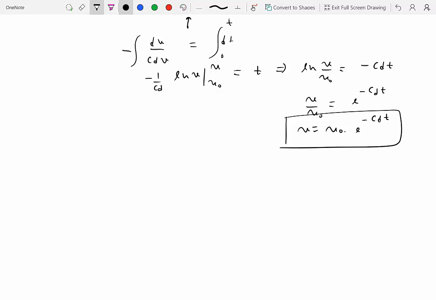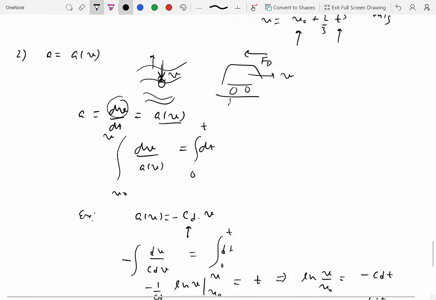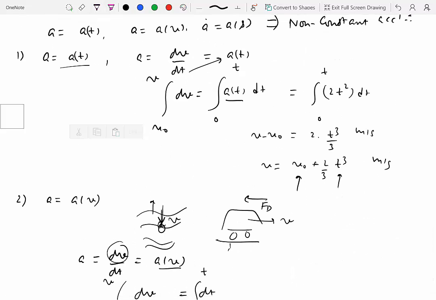So clearly you can see that as time goes to infinity, that means a long amount of time has passed, and the velocity actually goes to 0, because e to the power minus infinity is 0. Essentially it's telling you that the particle is going to come to rest unless there was a force keeping it in motion for quite some time, right? So we looked at acceleration given as a function of time. We looked at acceleration given as a function of v.